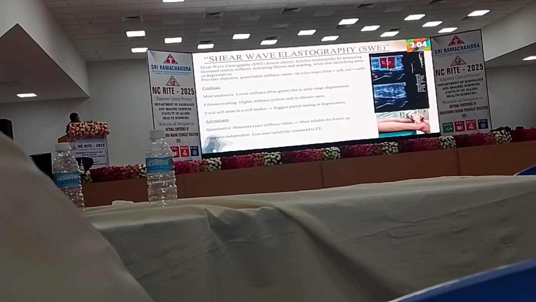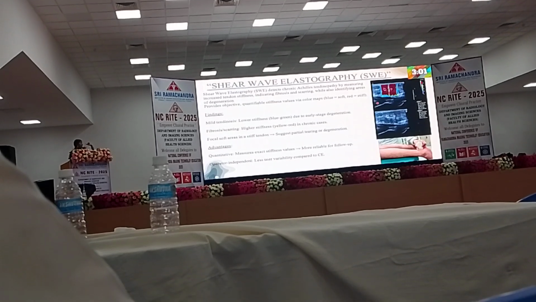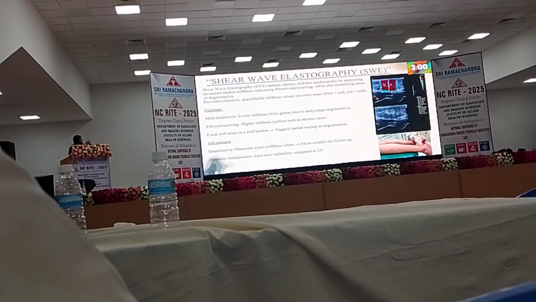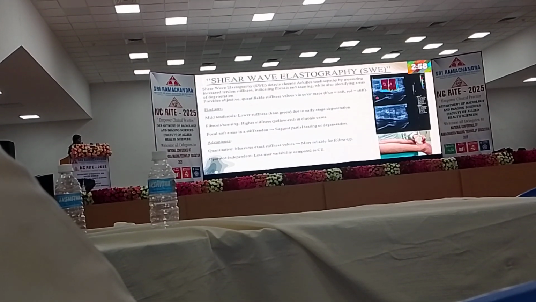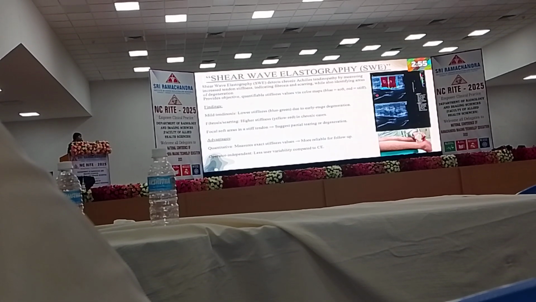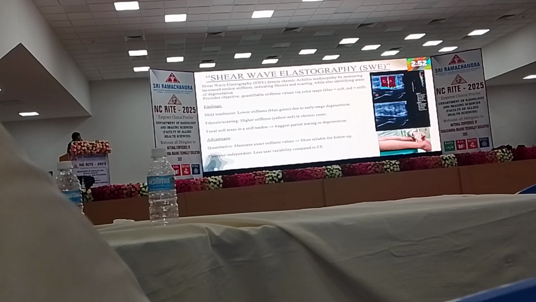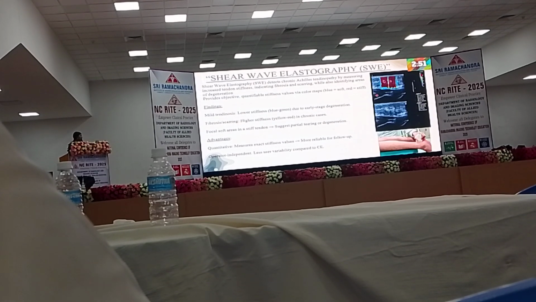This is just the opposite. In the case of CE, the tendon being soft will be observed as red, while in this case, the tendon being soft will be observed as blue. And the advantages here are quantitativeness, as it measures exact stiffness values, more reliable for follow-up, and it is also operator independent, with less user variability compared to CE.